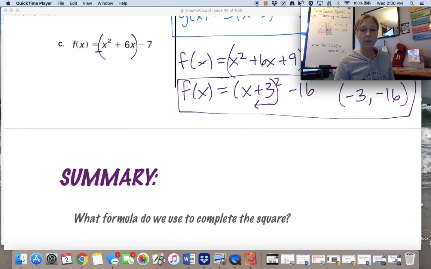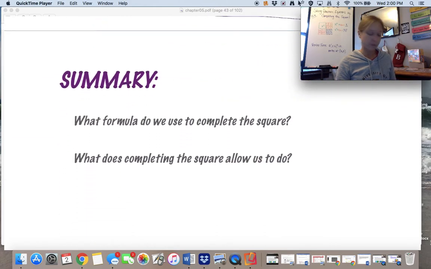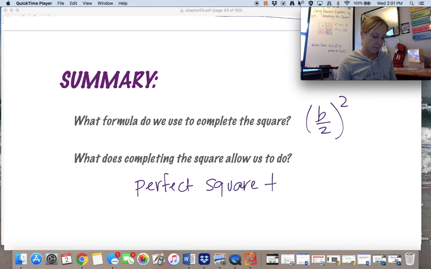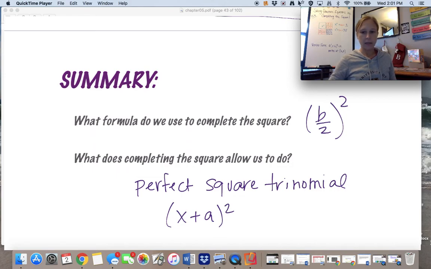Okay, so to wrap things up, what formula do we use for completing the square? We take half of b and we square it. That's our formula. And what does completing the square allow us to do? It allows us to write a perfect square trinomial. And remember, a perfect square trinomial gives us that advantage of having a factored form that looks like this. And so we can solve using square roots. We can change a function into vertex form. So it becomes very useful for us.